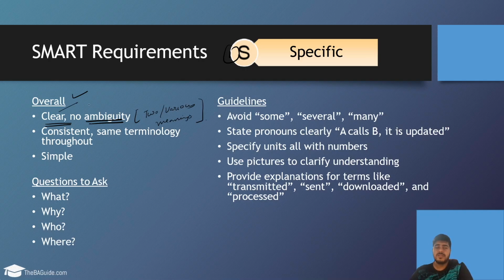It should be clear, there should be no confusion, it should be consistent and simple. There are some of the things you have to avoid. You have to avoid some, several, many, but basically be very clear how many we need, how much we need, how many units are required. It should be very specific. And there are some questions you need to ask, like what, why, who, where.